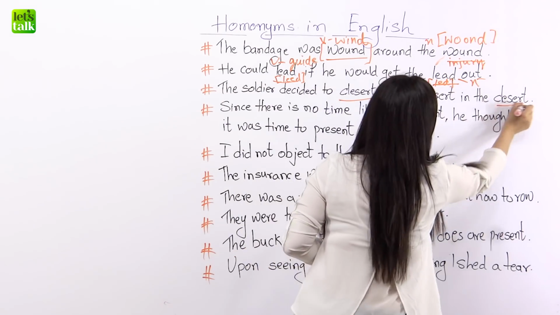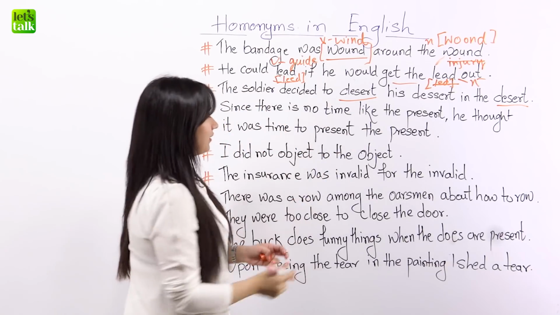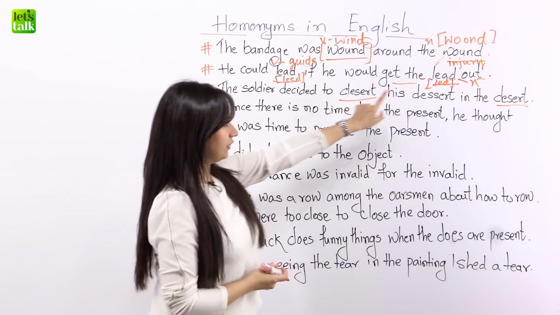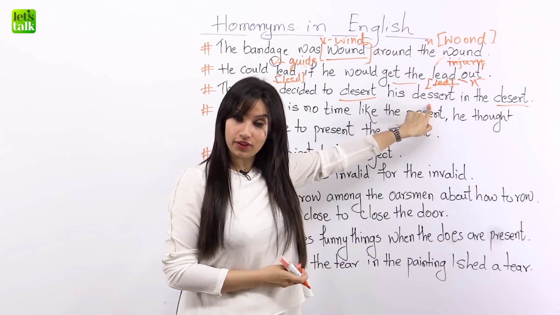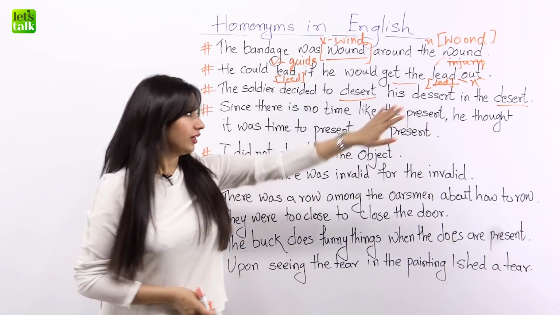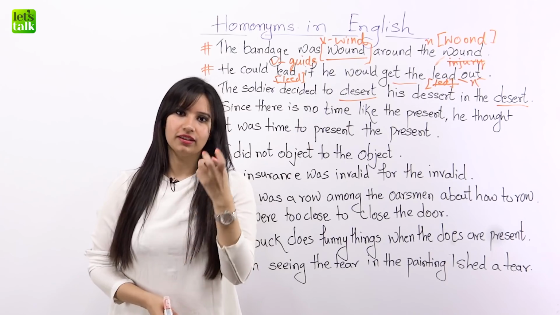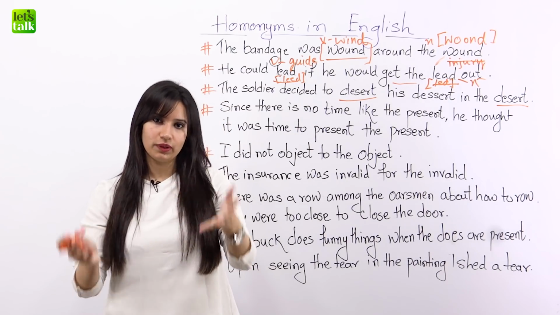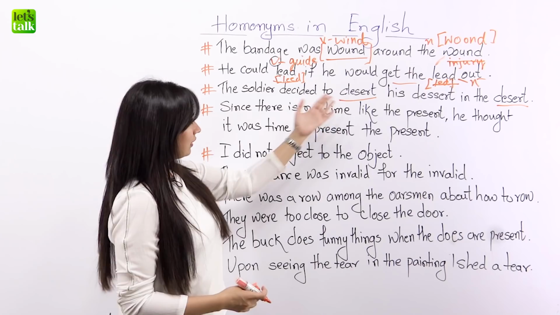Let's look at these two words. So in this sentence, the homonyms are these two and not this one because it has a different spelling. So let's not get into this one right now. But otherwise, dessert is basically a sweet dish or a sweet item that you eat. So let's look at the first one.